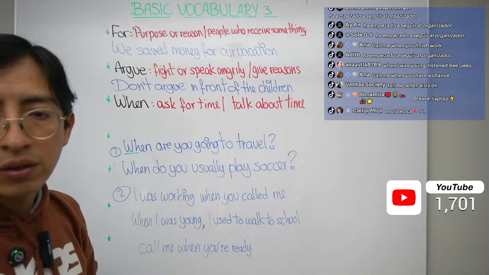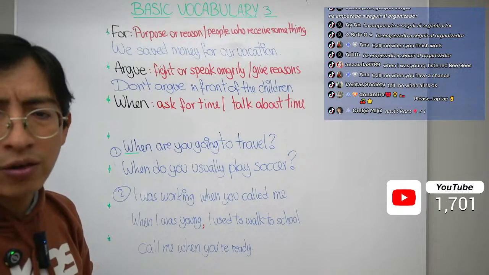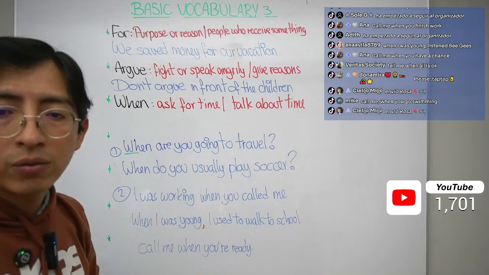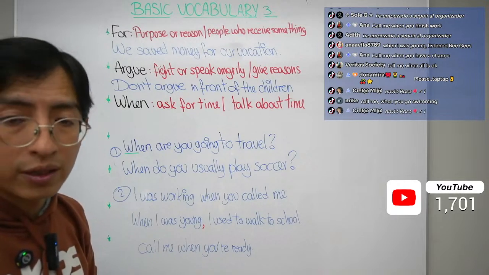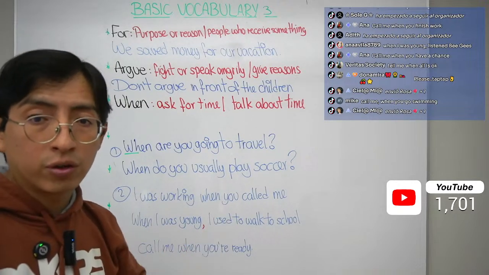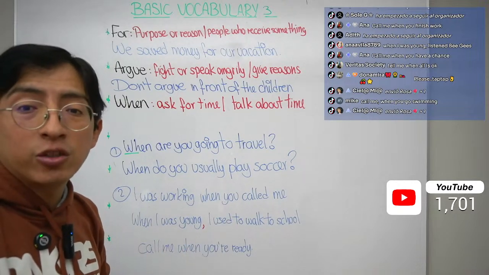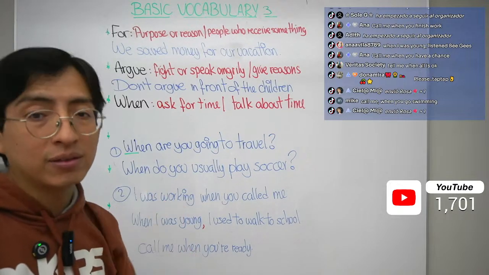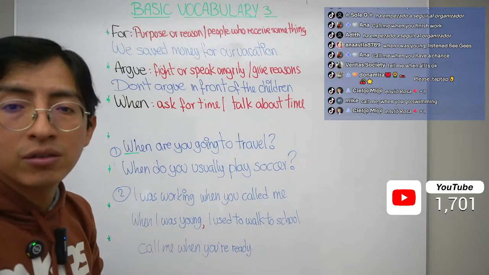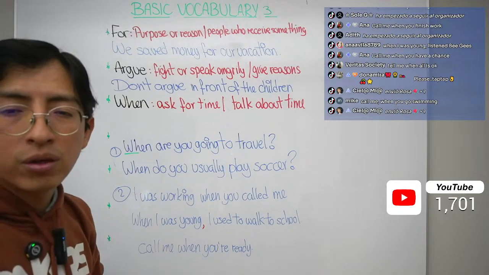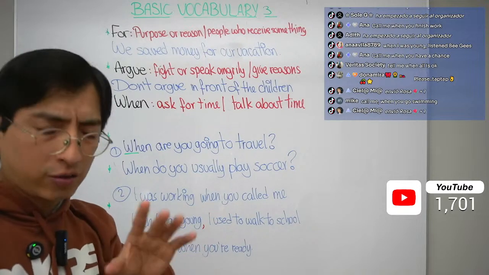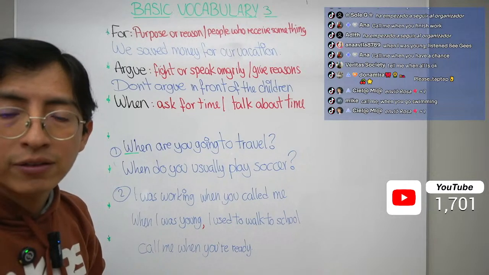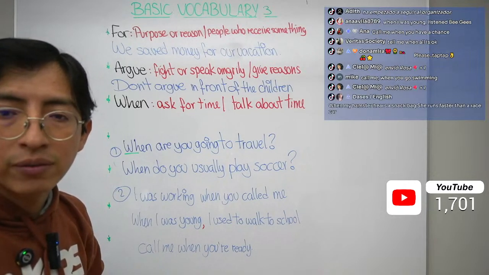When does he usually work out? Yes, that's a good question too. What time is it? When were you born, Gabriela? When did you come back to the house? Anna, did is missing there. When did you come back from school? Come back to the house. Perfect. But when did you? Okay, perfect. What else do we have here?